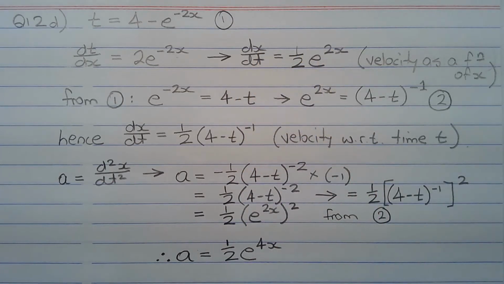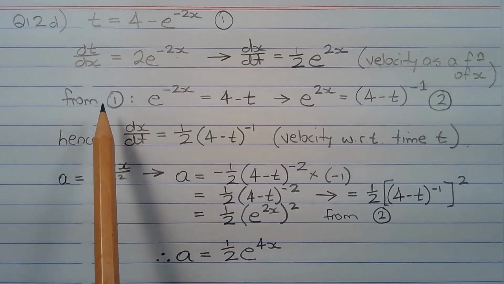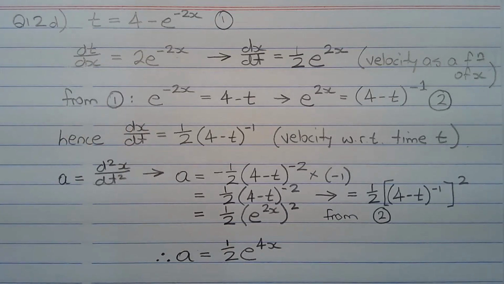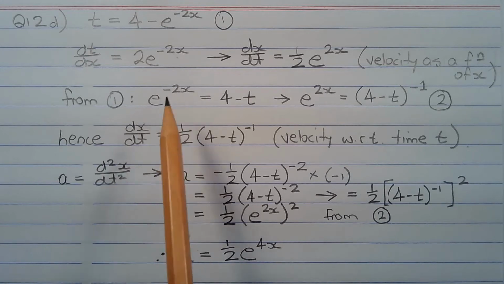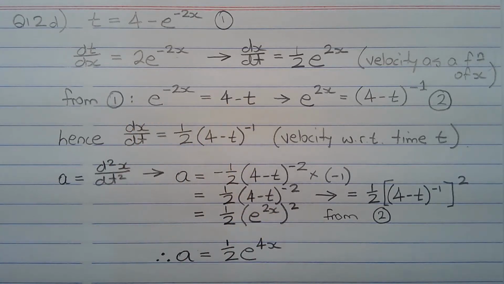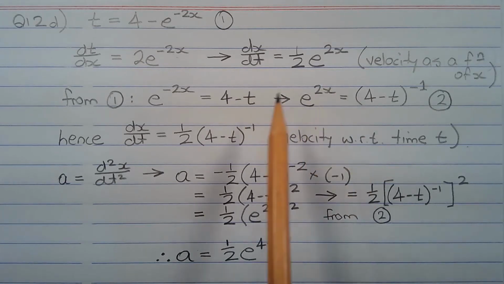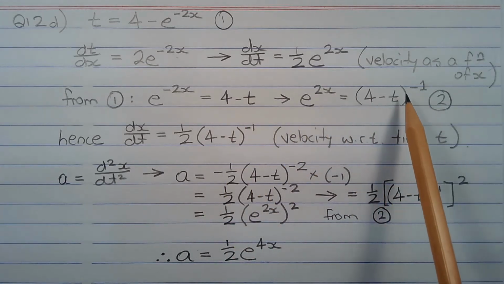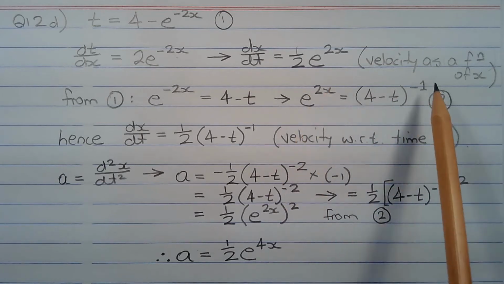Now, rearranging equation number 1 to make e to the power of 2x the subject, we have e to the power of negative 2x is equal to 4 minus t. Taking the reciprocal of both sides, we get e to the power of positive 2x is equal to (4 minus t) to the power of negative 1. I'm going to call this equation number 2.